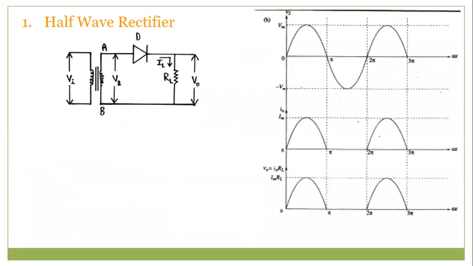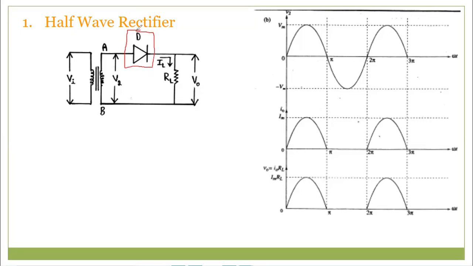So let us start with the first concept, the half wave rectifier. First, you need to observe the circuit diagram. This half wave rectifier circuit consists of one diode. That is the first observation. Then it consists of a load resistance and a step down transformer. These are the components used in the half wave rectifier.